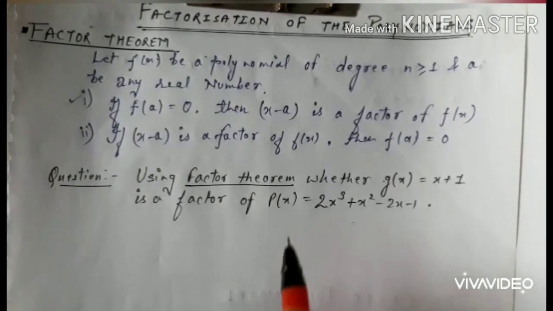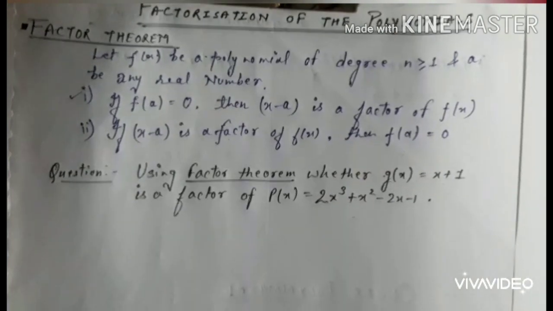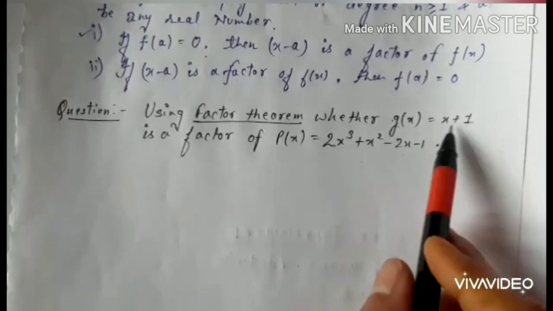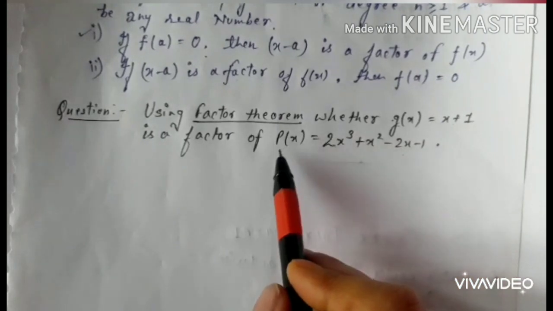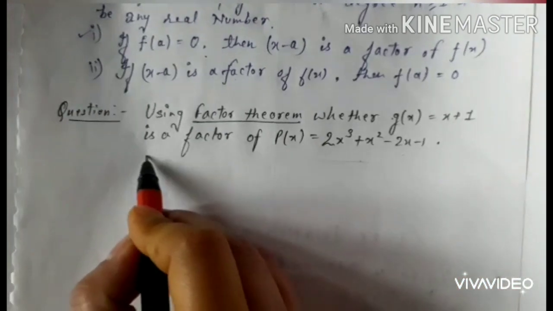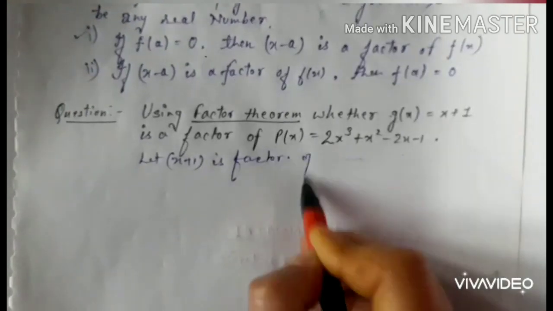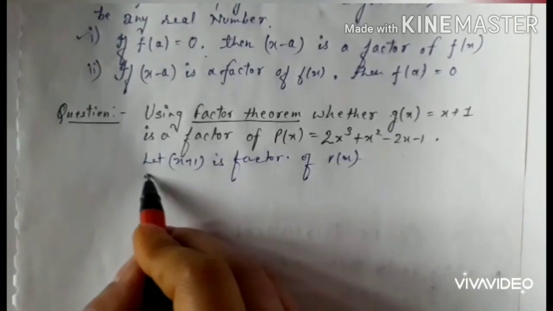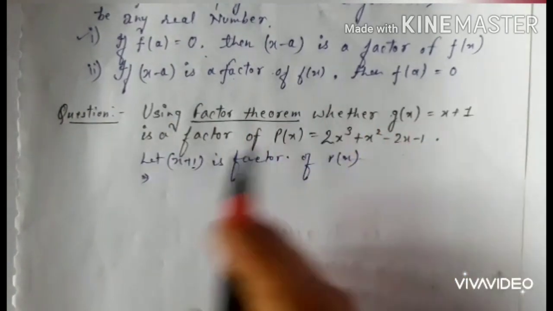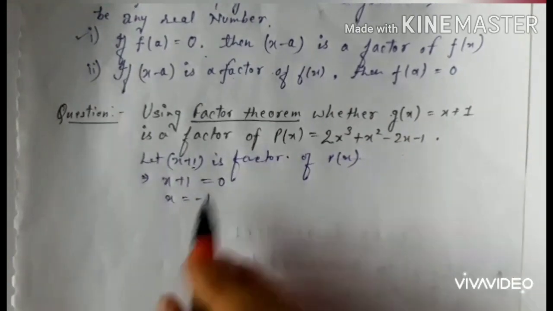So suppose we take that this is your factor. If by putting the value of x here it becomes 0, then we can say yes, this is a factor. So firstly, let x plus 1 be a factor of the polynomial p(x). By the factor theorem, if this is a factor, then x plus 1 equals 0, and from here x equals minus 1.